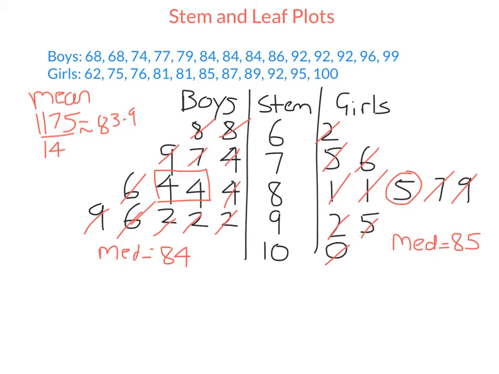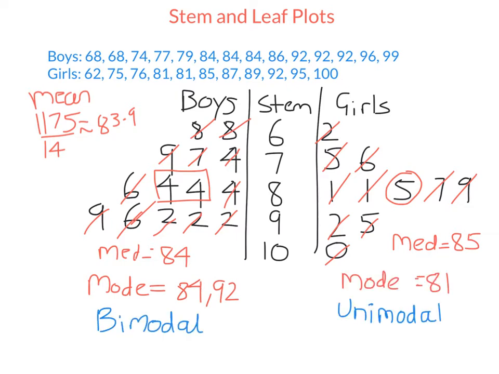The mode of each data set is the easiest to calculate. The mode is just the most common score. So it's not just which score is repeated. Here for the boys, we can see 68 occurred twice, but it's not the mode because 84 and 92 occurred the most. They both occurred 3 times. So this data actually has 2 modes, 2 most common scores. If it has 2 modes, we call it bimodal.